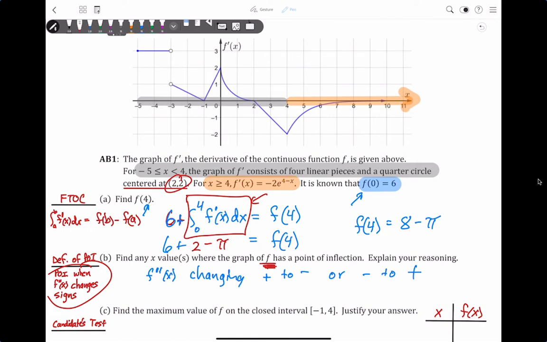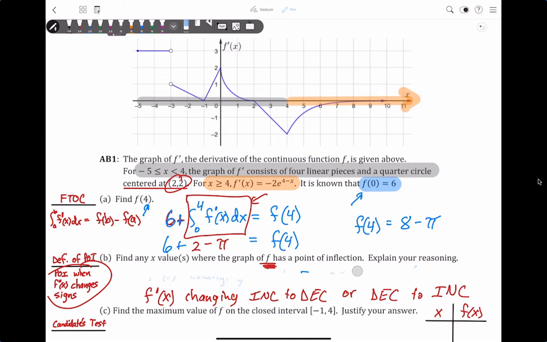Now, this is equivalent to saying one level up, if you will, f prime of x is changing. I'm going to put it with its respective piece, increasing, which is positive on f double prime, to decreasing, which is negative on f double prime, or decreasing to increasing. Okay, so now I'm going to analyze with this justification right here to explain my reasoning, because I'm looking at an f prime of x graph.